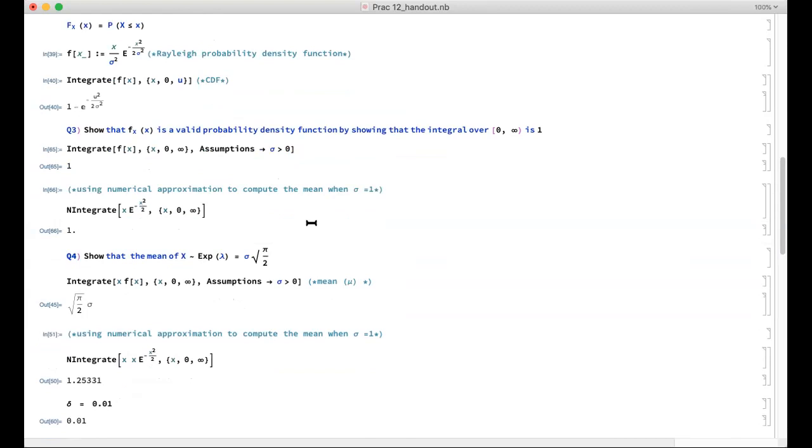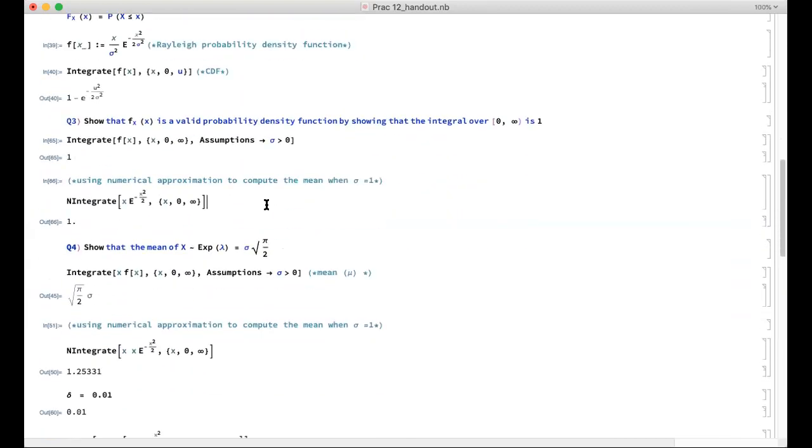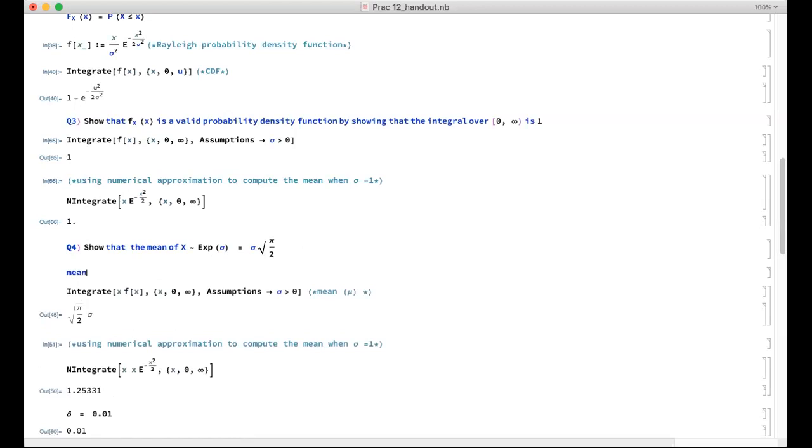Okay. The next question I've asked is show that the mean of the X, this should be sigma, is sigma times square root of pi over 2. Remember, you get mean equals mu of x. From last week, I've explained that this is equal to you integrate x f(x).